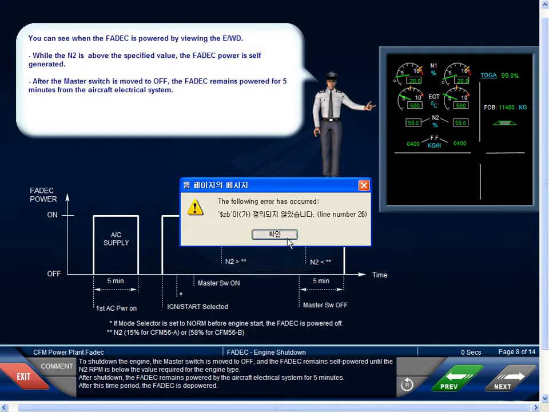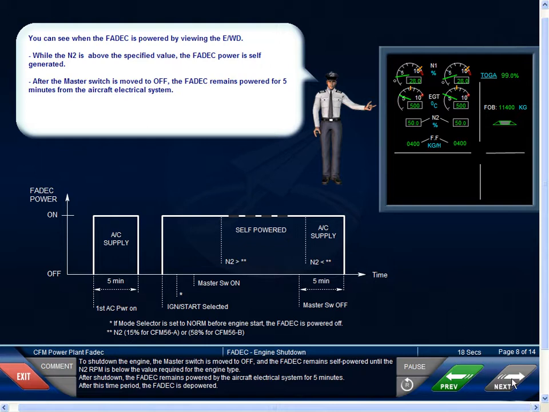To shut down the engine, the master switch is moved to off, and the FADEC remains self-powered until the N2 RPM is below the value required for the engine type. After shutdown, the FADEC remains powered by the aircraft electrical system for 5 minutes. After this time period, the FADEC is depowered.